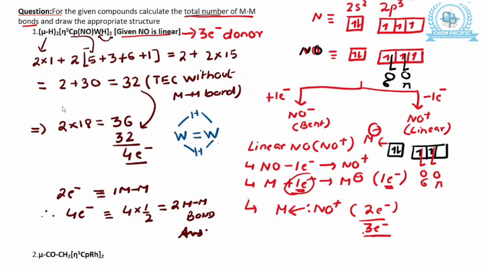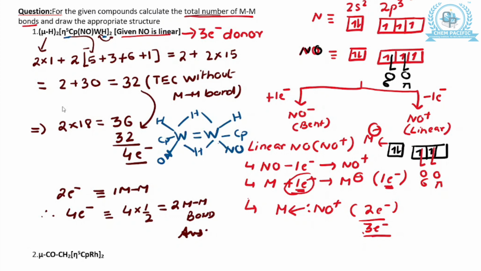And now each tungsten is having one hydrogen, hai na. To jo jo kar rahe hain use hum one hydrogen, and each metal is also possessing one Cp in the eta 5 mode. Let's do this. And last but not the least, this linear nitrosyl. This is the structure, very easy.